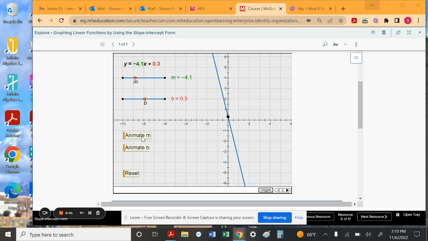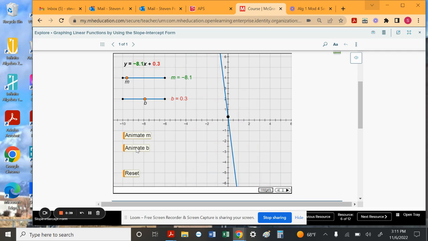What you can see is if we change m, watch, so when m starts going positive, you can see that it changes direction. Of course, it goes up. The higher the number, the bigger the slope. So that means it's going up faster. And so that's what's happening with that particular one.